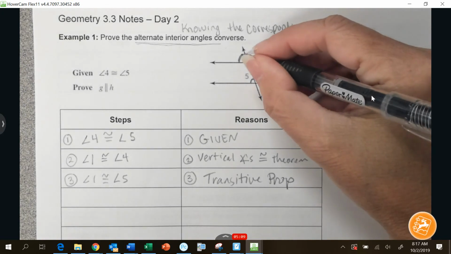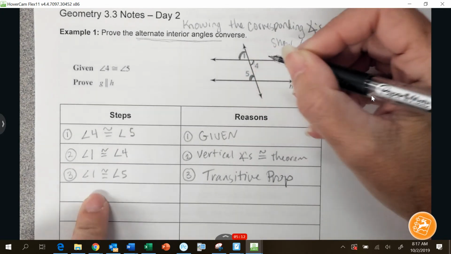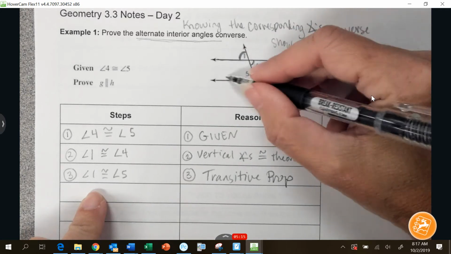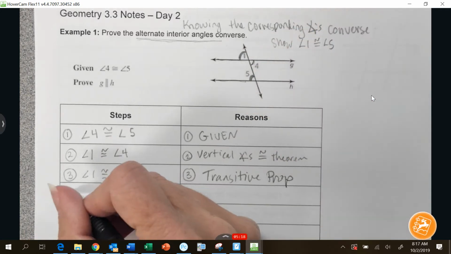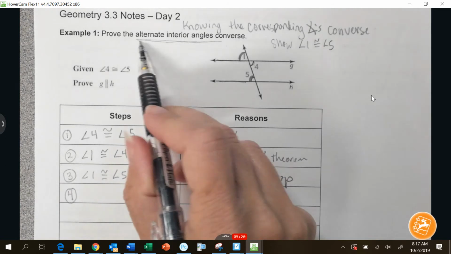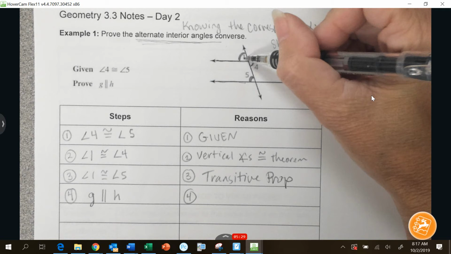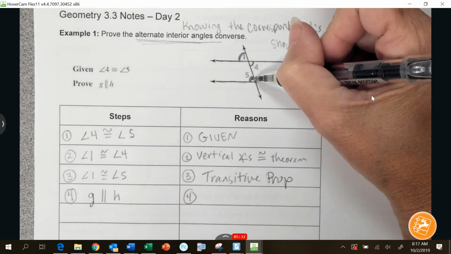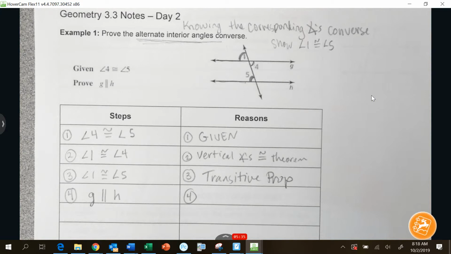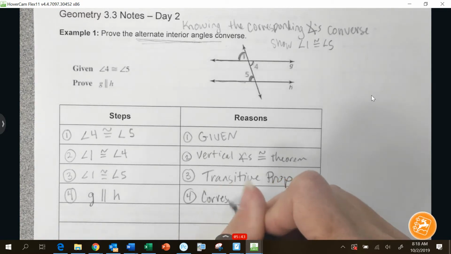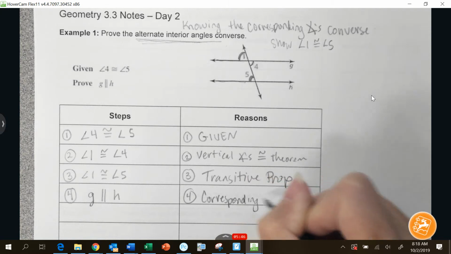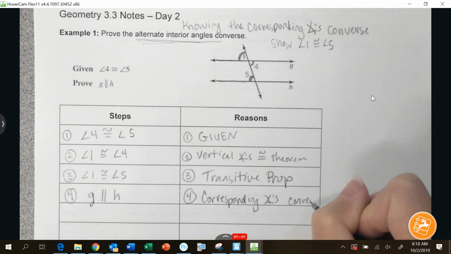Okay, so now if I have 1 and 5 both marked congruent, I can say that these lines are parallel. I'm not using the alternate interior angles converse. What am I using? I kind of already gave you a hint earlier. If I'm talking about 1 and 5, somebody volunteer. Who wants some candy? Cameron. Right, we're going to use the corresponding angles converse. Good.